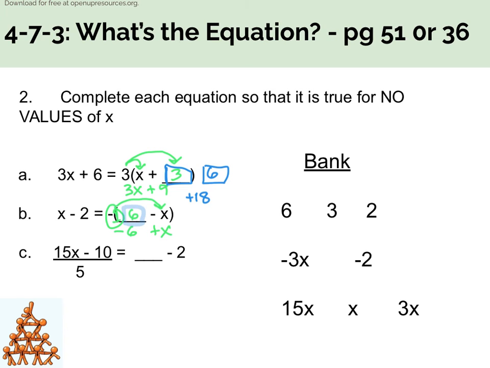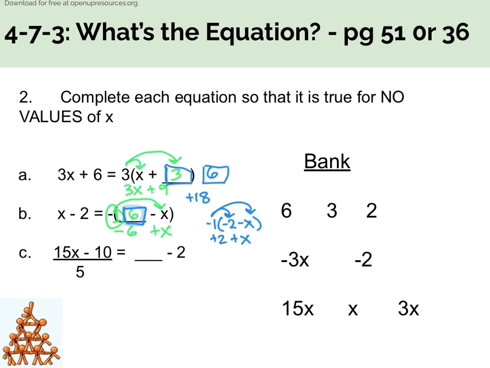Well, let's do it this way. What about -2? So we have -1 times -2 minus x this way. -1 multiplied by -2 makes it positive 2. -1 multiplied by -x makes it positive x. So is x minus 2 the same as positive 2 plus x? So x's are the same. This is a -2. This is a positive 2. Does that make it true on both sides? No. So that's a good thing as far as true for no values.